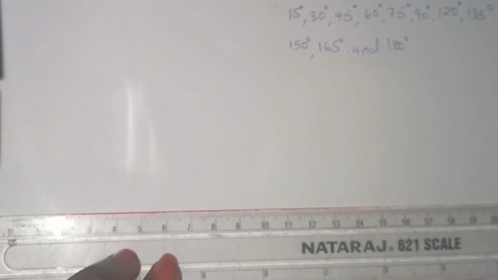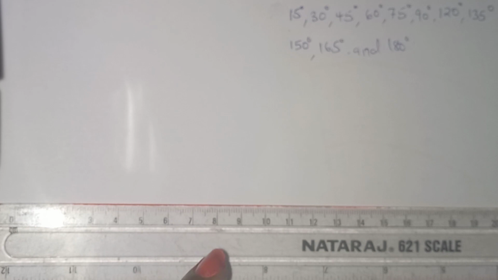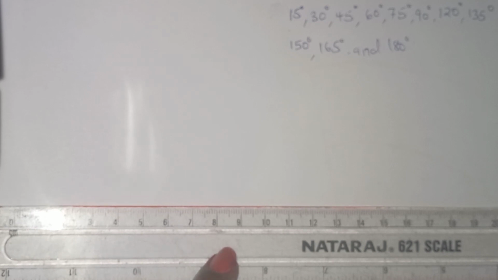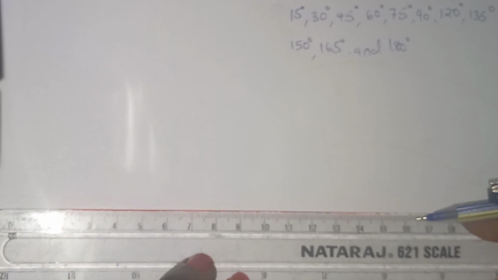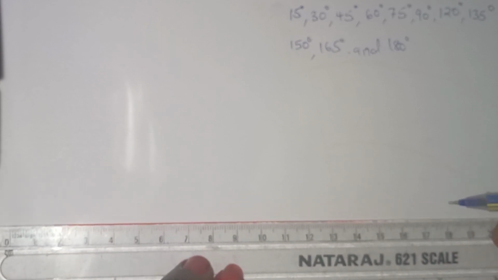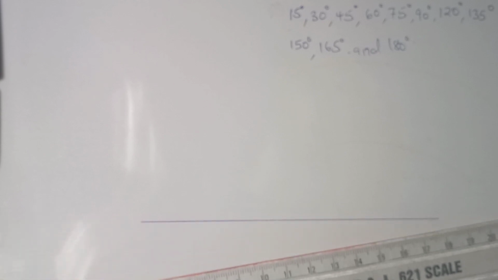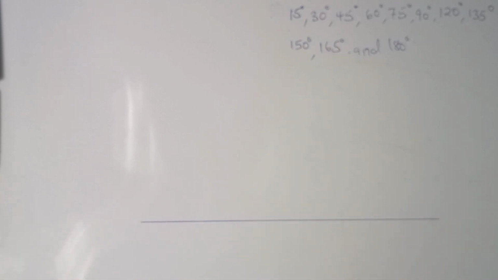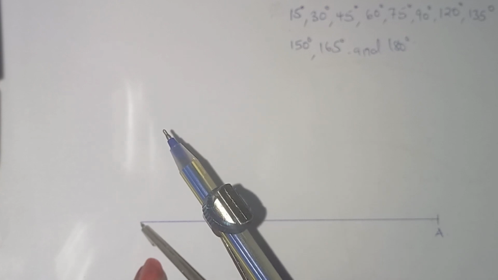Now this is how you will construct these angles without using a protractor, when you are provided with only a ruler, either a 15 centimeter ruler or a 30 centimeter ruler, and a compass. First, when you are not given the length of the line, you will draw a line of any length. Let's make this part here A. This is the side where we want to construct these angles.